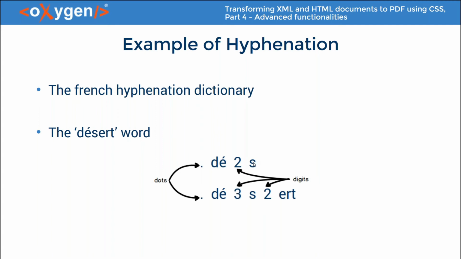Then I continue, and there is nothing to do. And here my rule will insert another hyphenation point, which is a 2, meaning that it's impossible for my processor to cut this word at this location.